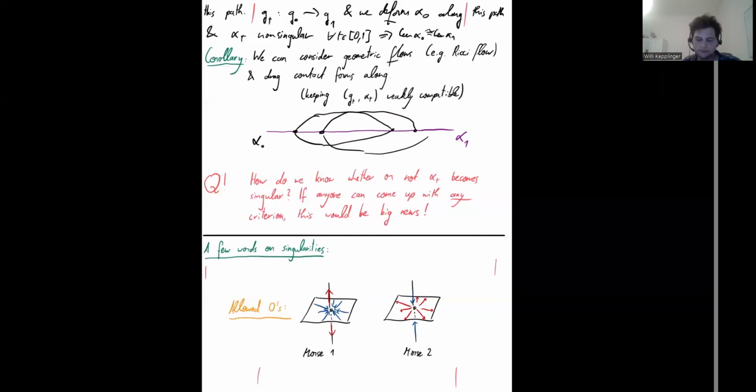And now, here's the big question. How do we know whether or not alpha t becomes singular? If anyone could obstruct this from happening, this would be really big news. I mean, you could then use geometric flow machinery in contact topology. This would be quite powerful. But at the moment, no one knows how to obstruct these singularities from forming, and so it's fairly useless at this point. That being said, I still have hopes for this. Maybe if you understand singular contact forms well enough, you can understand which behavior of the Reeb vector field you have to obstruct in order to know that there is not going to be a singularity that appears. Which brings me to the next topic, which is singularities of these contact forms.